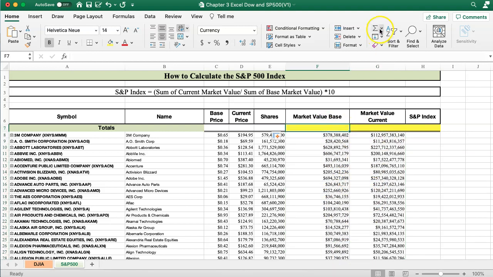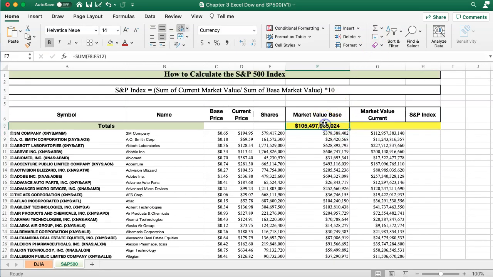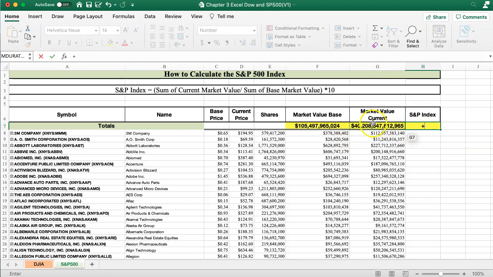And then I'm going to find the sum. So I can click the sum button here, highlight this entire column, and just copy this over to here. Now to calculate the S&P 500, I have to take the sum of the current market divided by the sum of the base market, and then multiply by 10. I'm going to put these brackets in here, although it should probably work either way. And this would be the S&P 500 index value.